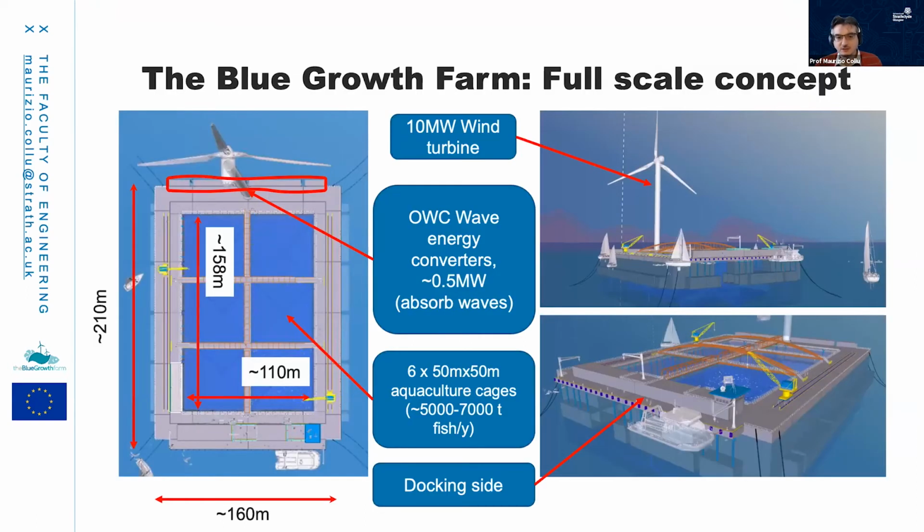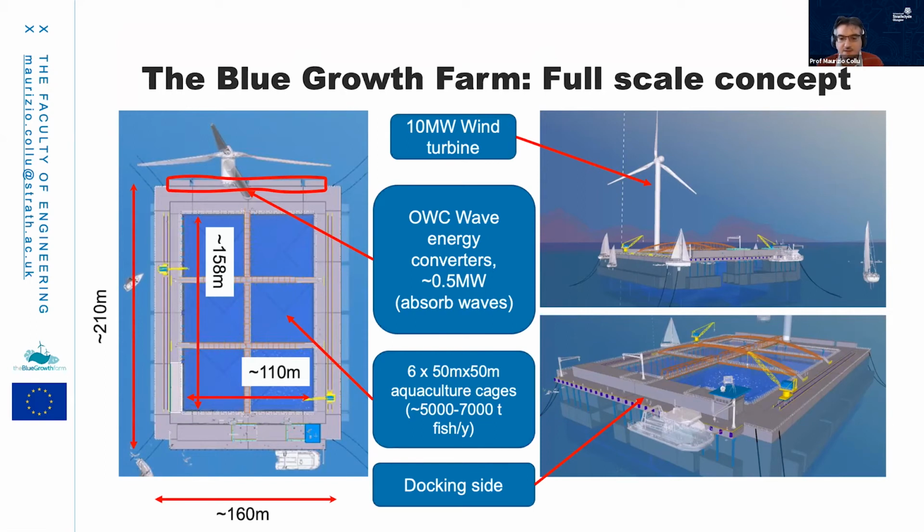The full-scale concept of the Blue Growth Farm is presented in this slide. So on the left, a top view, you can see that it's roughly 210 meters by 160 meters external dimensions, with an internal moon pool that is more or less 160 by 110 meters. So you have a 10 megawatt wind turbine on the front part, and this is inspired by the DTU 10 megawatt design. On the front, you cannot see it very clearly, but there is an array of oscillating water column wave energy converters for a total power of half a megawatt.